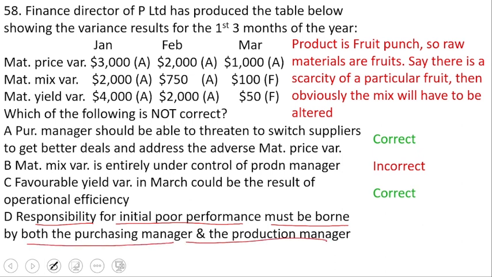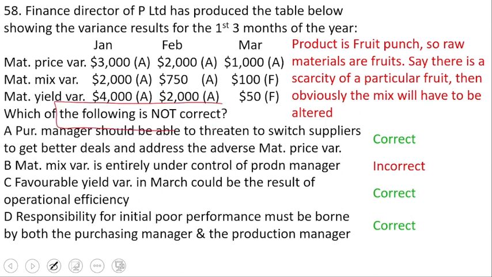Responsibility for the initial poor performance must be borne by both the purchasing manager and the production manager. Yes, the purchasing manager is responsible for the adverse price variance and the production manager is responsible for the yield variance. That's the input to the output ratio. He's responsible for the wastages or an abnormal use of input. So that's also correct. So finally, the right answer, the statement which is not correct, it is statement B. Now moving on to the next question.